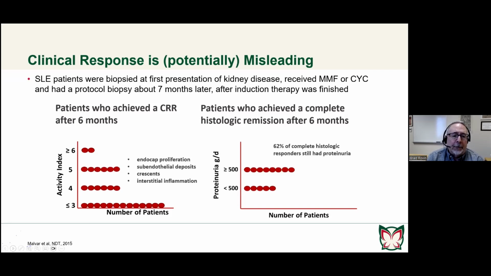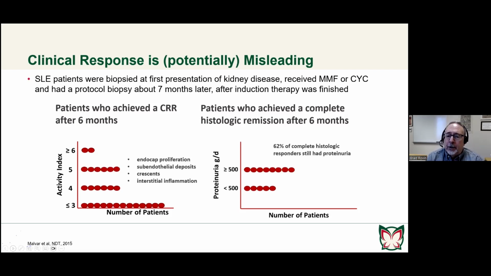And what you see on the left is patients who had achieved a complete renal response with a definition of proteinuria less than 0.5 PCR. And you see a number of patients that have a very low histologic activity index, suggesting they had responded fairly well to the therapy. But you also see patients with activity indices above 4. And these included findings of endocapillary proliferation, subendothelial deposits, interstitial inflammation, and crescents. Again, showing that if you have a clinical complete renal response, you can still have activity going on in the kidney, and that can be very misleading.